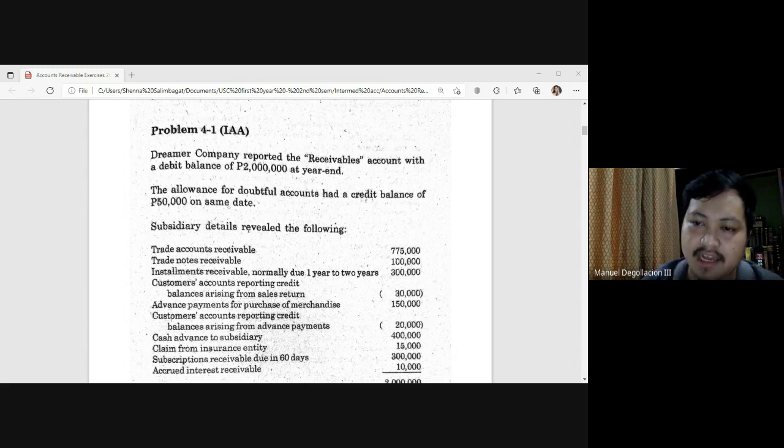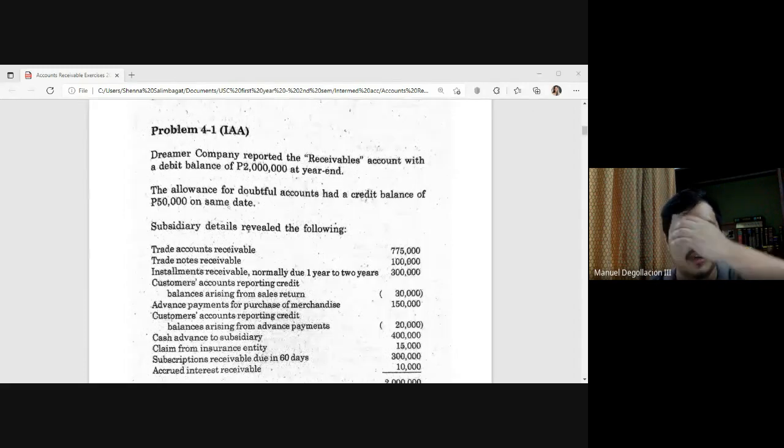But if you're specifically asked how are accounts receivable subsequently measured? The answer is accounts receivable are measured at their net realizable value. Very important. This should be your third takeaway today, class. That accounts receivable are subsequently measured at net realizable value, or NRV for short. Please be familiar with the term NRV, class. NRV stands for net realizable value.